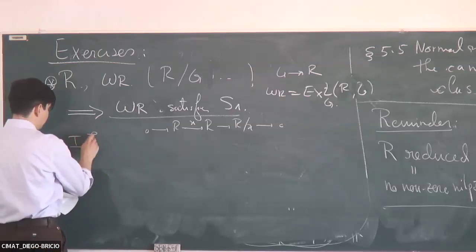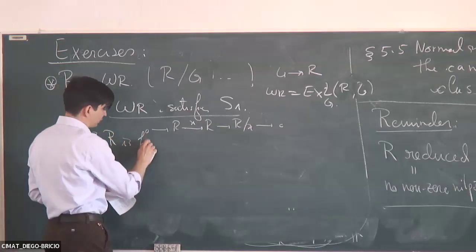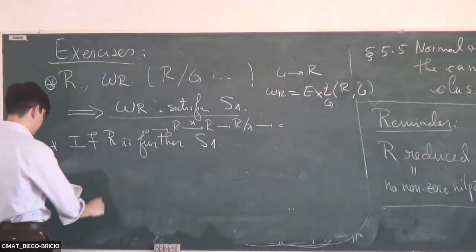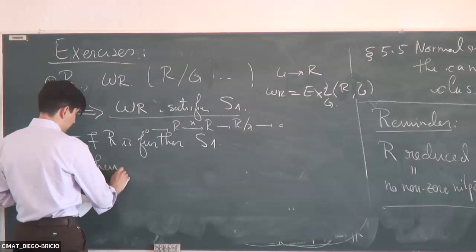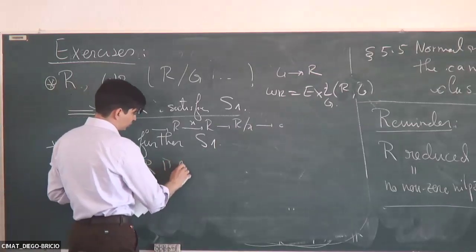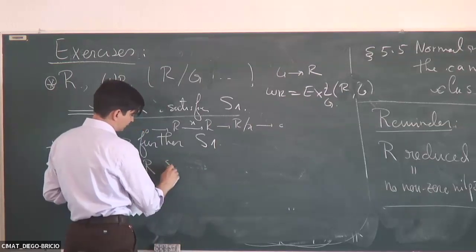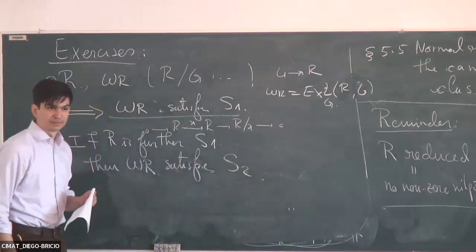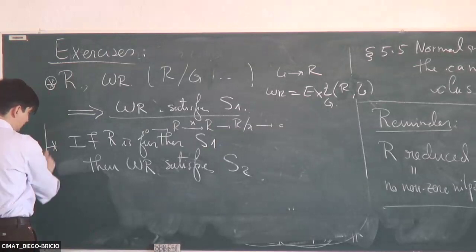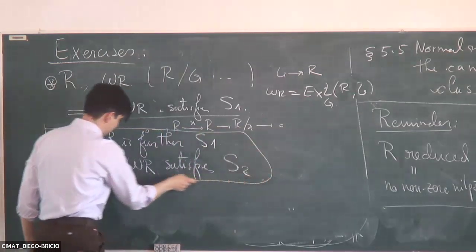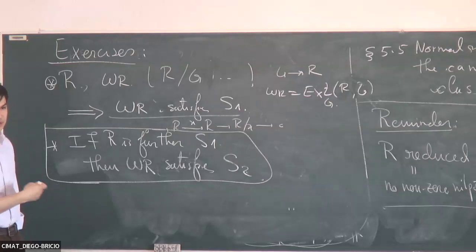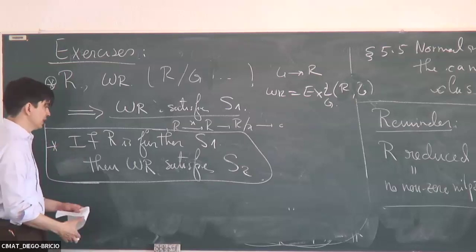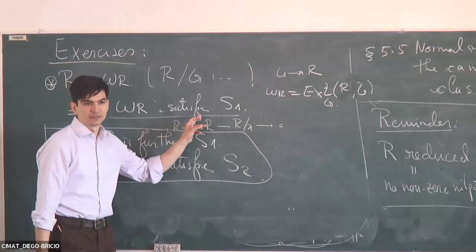Now if R is further S1, in other words, R has no embedded primes, then omega R also satisfies the S2 condition. That's the key of this whole business. I guess we'll see the full power of this on Thursday. That's going to be the key to cook up the canonical class. And the proof is the same trick.